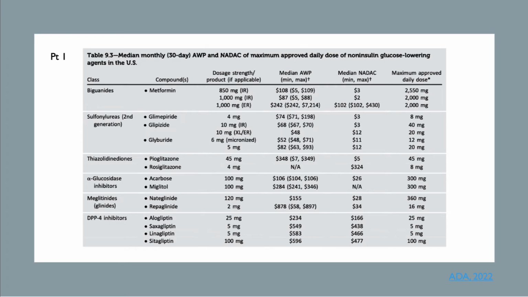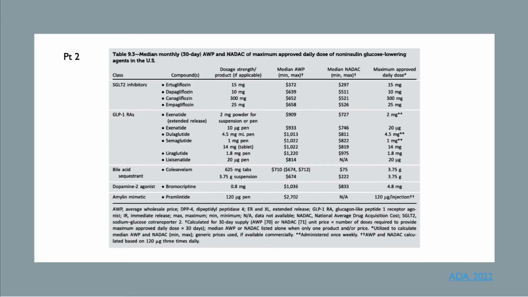This is another way to look at it, and this shows the cost of some of these drugs. So metformin is on the top line there, relatively cheap, and some of the DPP-4 inhibitors and SGLT2 drugs much more expensive. That's also a two-part slide, just so you can read it.